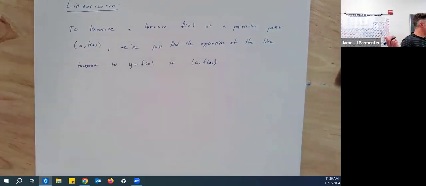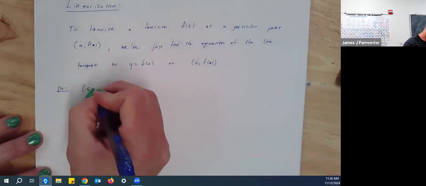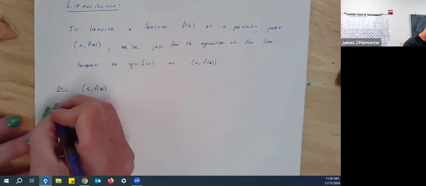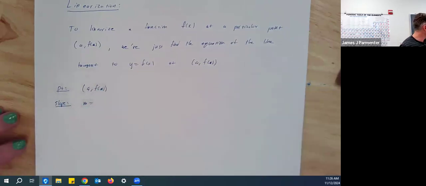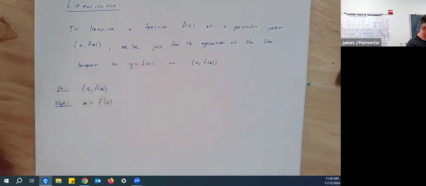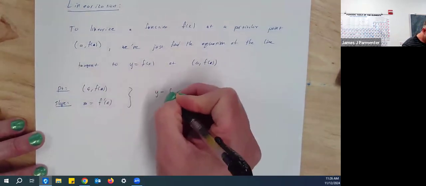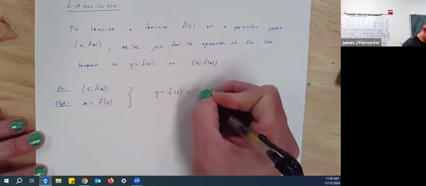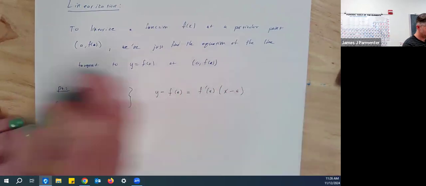And just like any line equation, you need two things. You need a point and you need a slope. Our point is just going to be the point a comma f of a. Our slope is going to be the derivative at the point of tangency, which is f prime of a. So putting these two things together, our equation is going to look like y minus the y coordinate equals your slope times x minus the x coordinate.